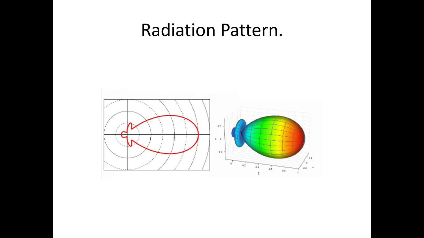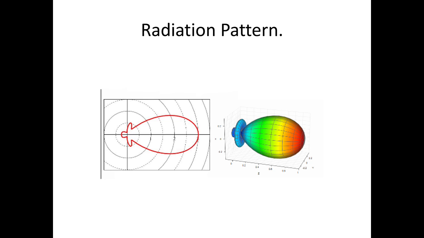How do we characterize an antenna? An antenna is characterized by its radiation pattern. What do we mean by a radiation pattern? A radiation pattern is basically a graph which is drawn in three dimensions. In each direction, this radiation pattern tells us the intensity of radiation in a given direction of the antenna. The antenna is assumed to be kept on the z-axis.